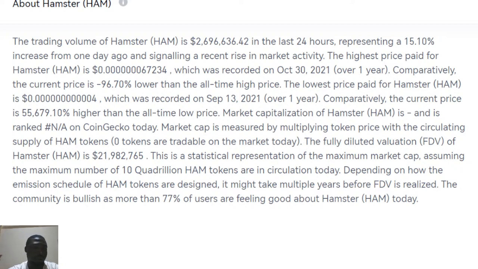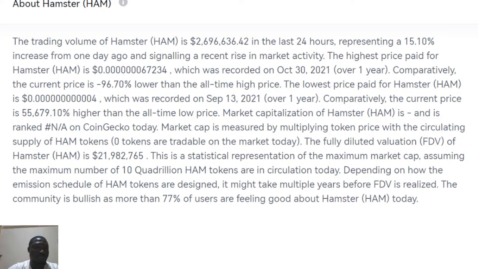And so this statistic represents the maximum market capitalization, assuming a capitalization number of 10 quadrillion of the Hamstring token in circulation today. Depending on how the emission schedule of the Hamstring token was designed, it might take multiple years to actually realize what we're looking for.